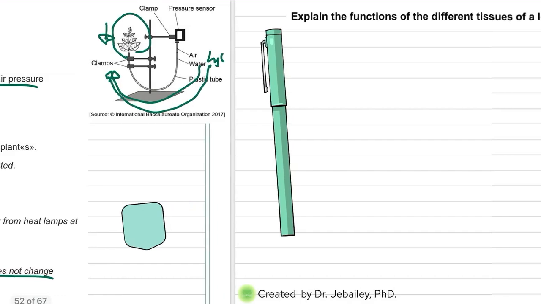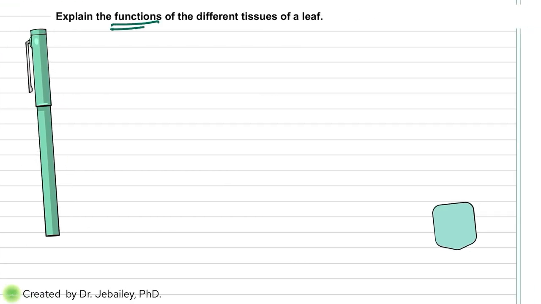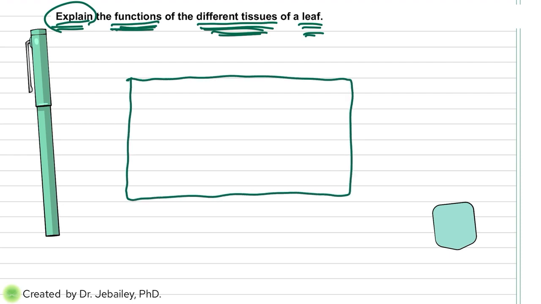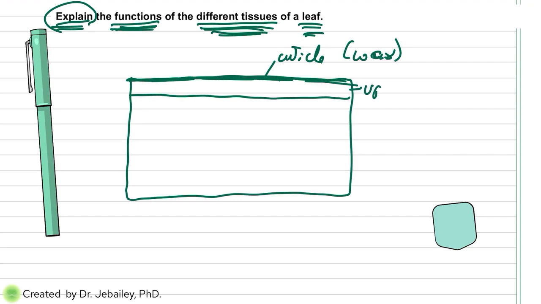So moving on. Next, explain the functions of different tissues in the leaf. Once again, it says explain the functions of different tissues in the leaf. Now, we are basically talking about the leaf itself. So when we talk about the leaf, I'm talking about this drawing right here, where on the top you have the cuticle. And what does the cuticle do? It's a wax that prevents evaporation. Then after this, you have the upper epidermis, which is basically a skin protection of the leaf.